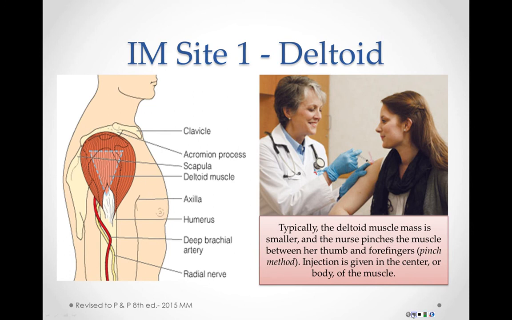The deltoid is a smaller muscle on the lateral surface of the upper arm. This is an appropriate site for small medication volumes less than 2 milliliters. The injection site is located 1 to 2 inches below the acromion process. Locating each IM site will be demonstrated in detail in each lab session.